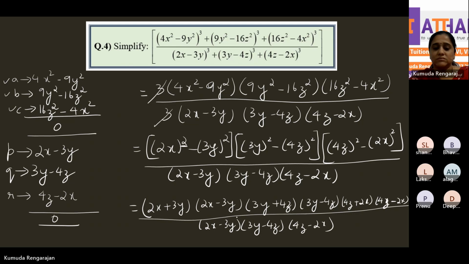Now, whatever is left is the answer. That you should write again. So the answer is 2x plus 3y into 3y plus 4z into 4z plus 2x. All right. I'll wait for some time. If you have not finished it correctly, do it now. Whatever correction you have to make.